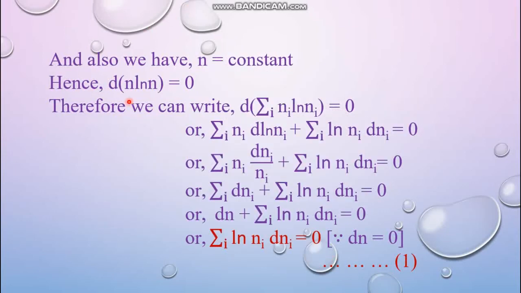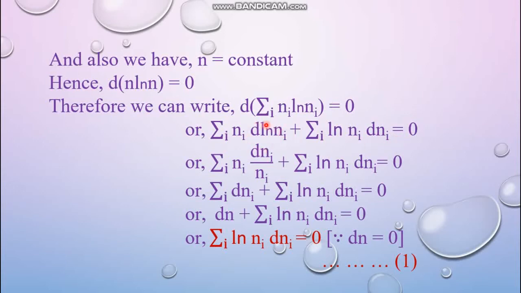Look, N is constant, so d(N ln N) is 0. So we can write the derivative of sum over i of n_i ln n_i is 0. Now apply the rule d(xy). What is d(xy)? It is nothing but x dy plus y dx. Here also, this one d this one and this one d this one, and the summation sign is as usual there, sum over i. So sum over i of n_i d(ln n_i) plus sum over i of ln n_i d n_i. So this is also equal to 0.